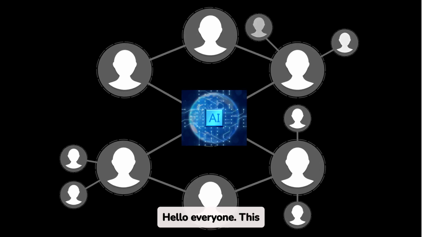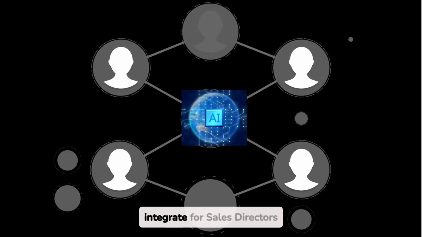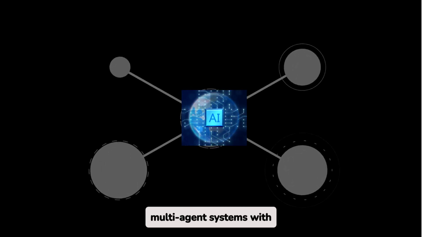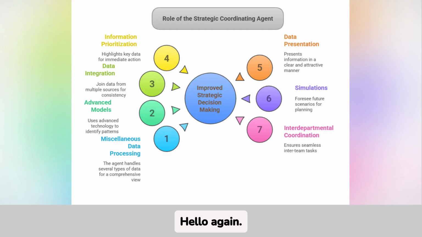Hello everyone. This will be our 8th video on how to integrate multi-agent systems with AI for sales directors, to make their job easier. Hello again. So far we have seen how each agent fulfills a very specific function: budgets, finances, meetings, customers, leads.